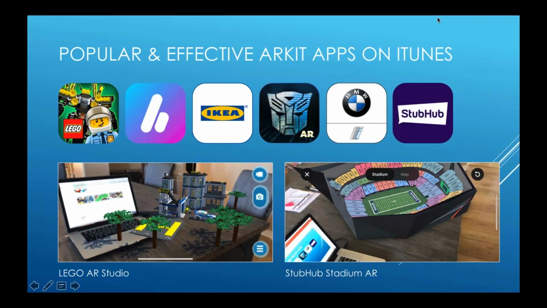The first is Lego AR Studio, which you can see in the screenshot in the lower left. It's really pretty amazing how many polygons they're able to render on the screen and how much detail they're able to provide. So if you buy a Lego kit, for example, you can look up the Lego kit, put it there on your counter, and then be able to zoom in and out and look around. It's pretty fun.